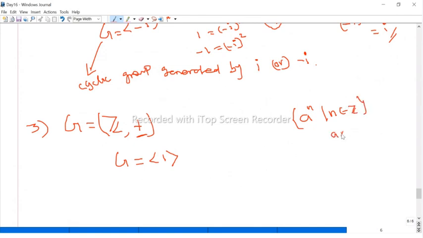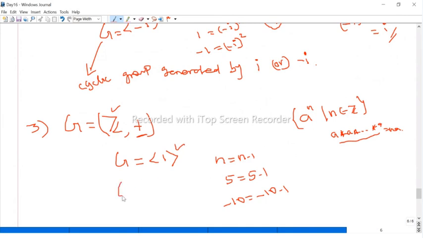I already said that A power n is nothing but A star A star, n times. Here star is a plus, therefore A plus A plus A, n A. So any element in Z can be written as a multiple of 1. For example, n can be written as n into 1. Or 5 can be written as 5 into 1. Or minus 10 can be written as minus 10 into 1. Therefore, this 1 is a generator.